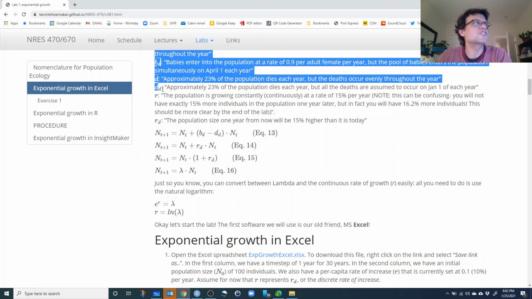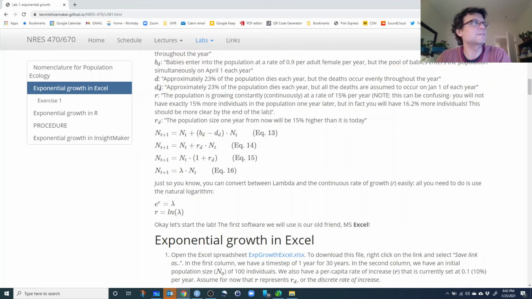Let's think about the discrete death rate, little d sub d for discrete. Approximately 23% of the population dies each year, just the same way as up here, but all the deaths are assumed now to occur, let's say, on January 1st each year. So now the deaths occur only in these pulses at one time per year. Obviously these are simplifications that we're making to represent populations, but that's what we're always doing in this class. We have to choose whether to represent the population as a continuously growing population or as a discretely growing population.